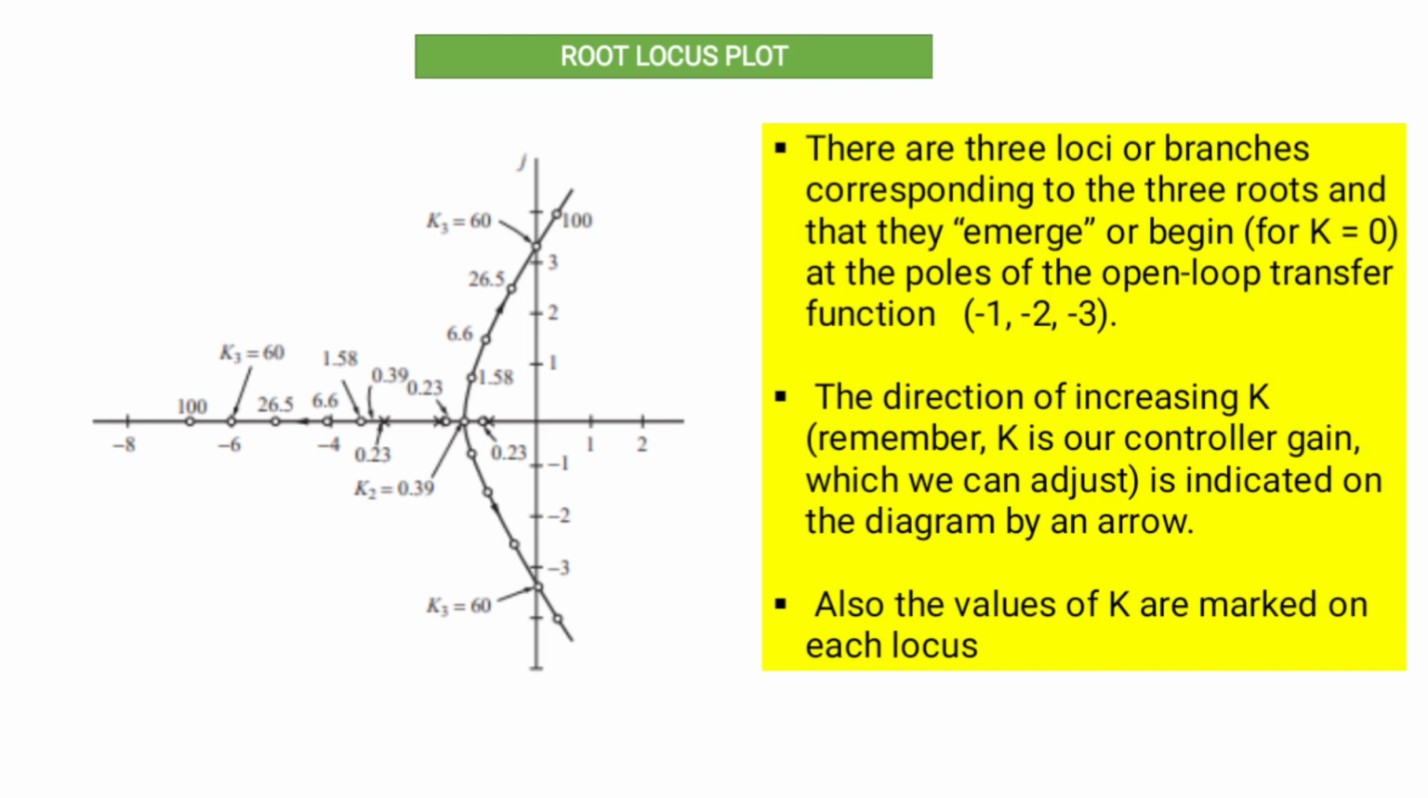There are three branches, root locus branches corresponding to the three roots, and they begin at K equal to 0 at the poles of the open loop transfer function, that is minus 1, minus 2 and minus 3. The direction of increasing K is indicated in the diagram by arrows. Also the values of K are marked on each locus. So the roots are plotted against K in a complex plane. The direction of K increasing is indicated by the arrows.